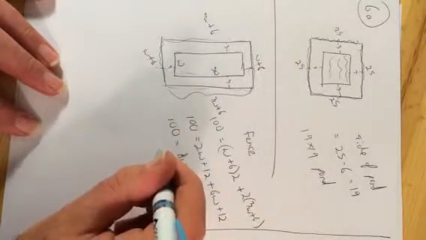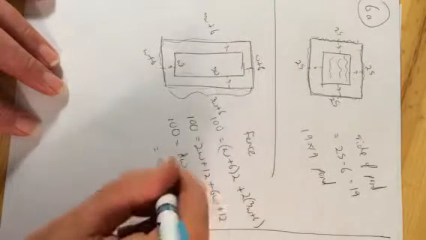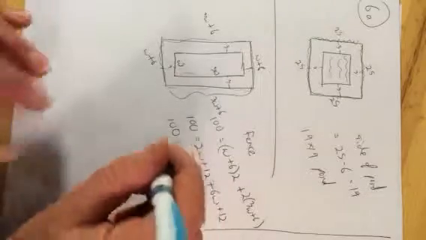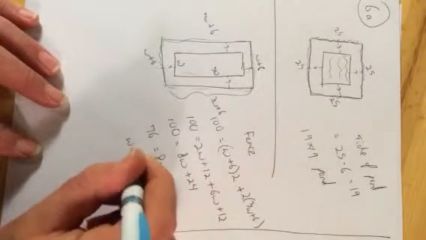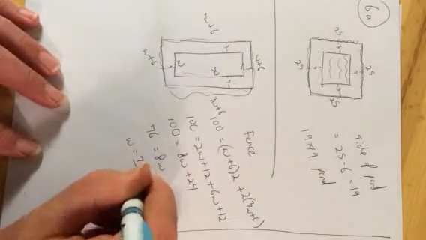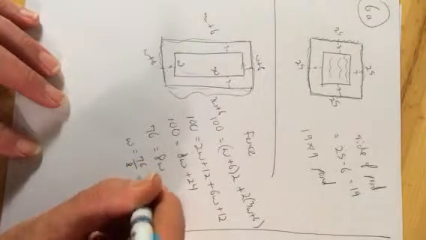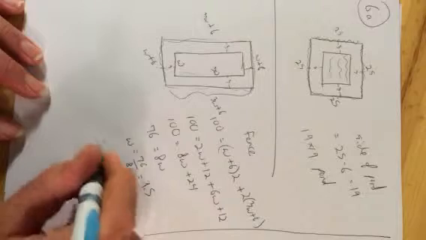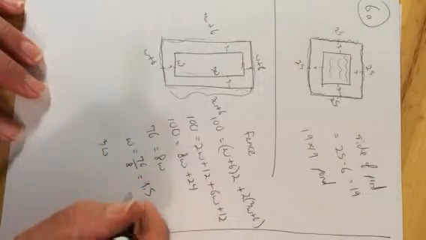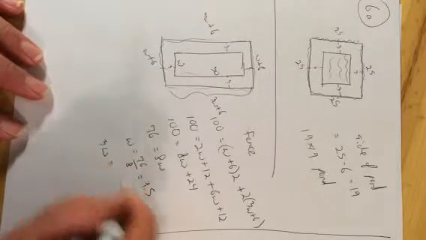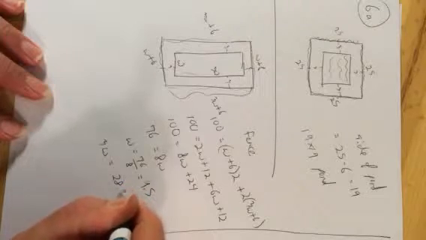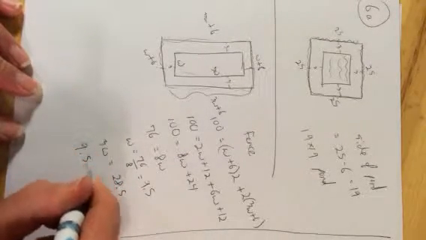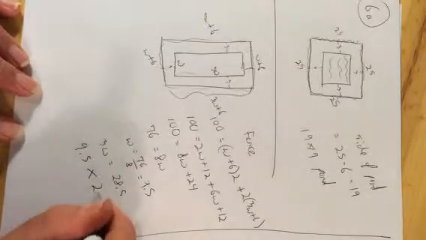Now that gets me 8W is equal to 100 minus 24, which is 76, and so W is 76 over 8, which I don't know what that is. I think it's 9.5. So that means 3W, the other side of the pond, is, I want to say it's 28.5 if I remember it right. So what you get is a pond which is 9.5 by 28.5.